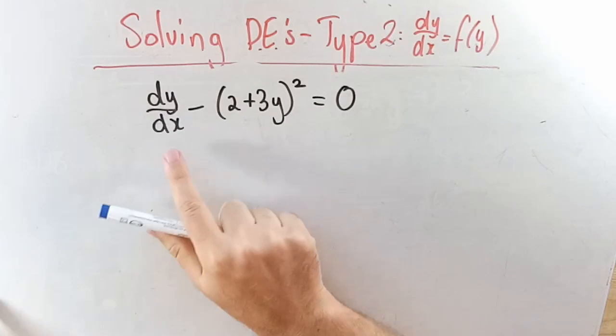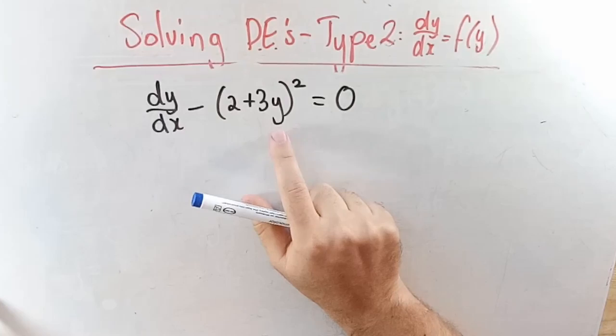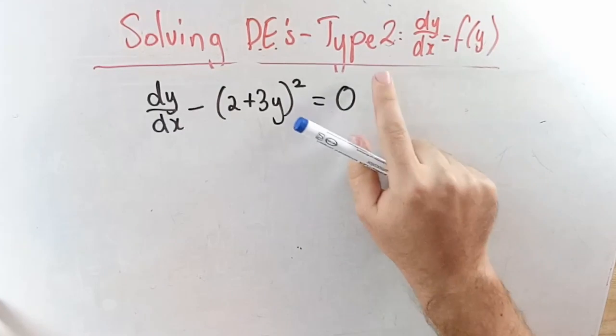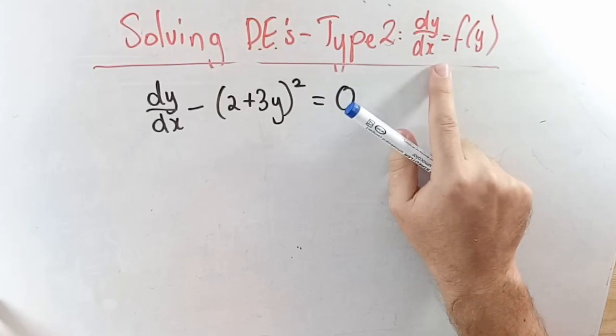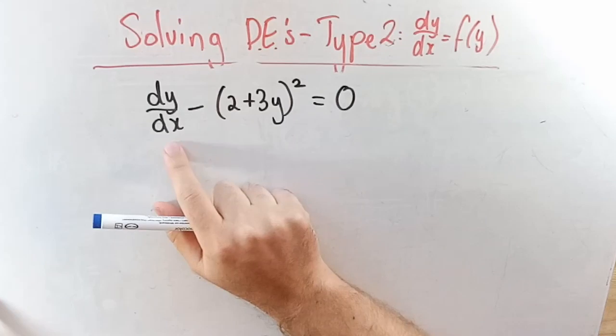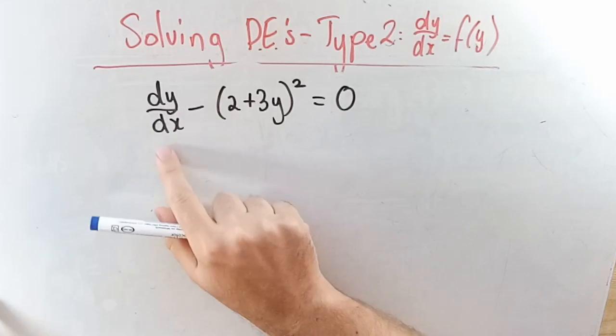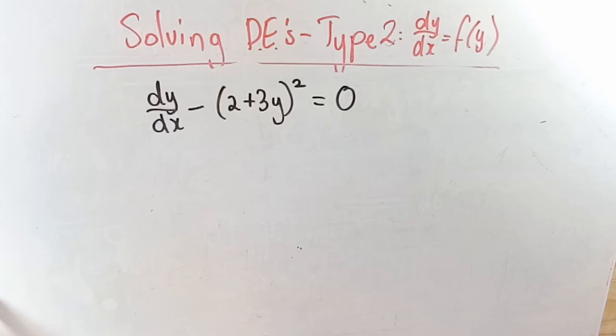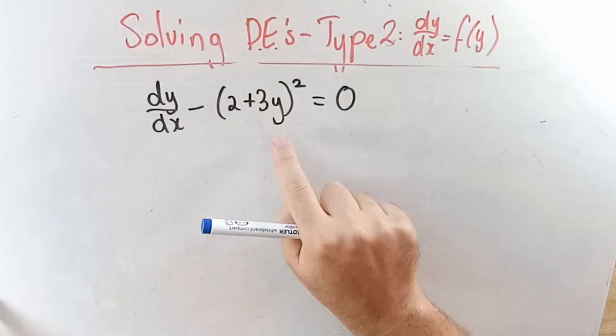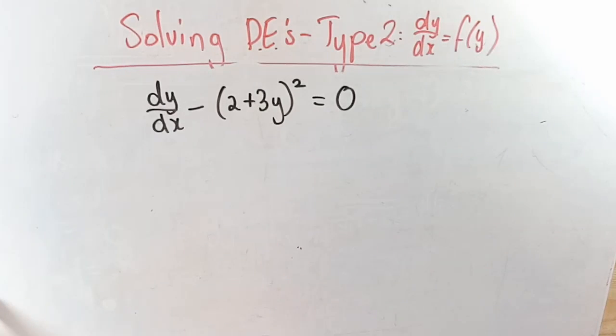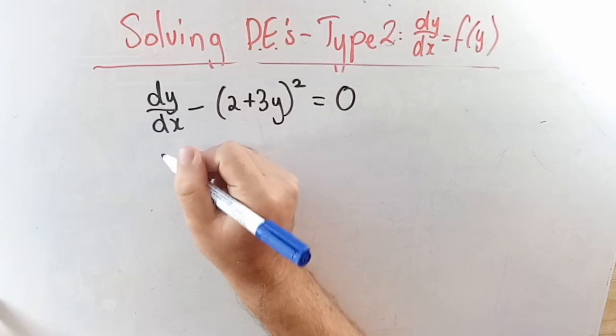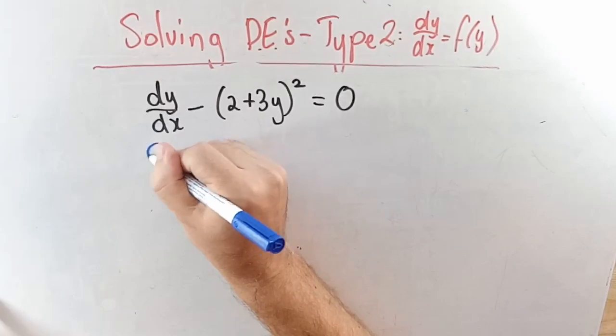Okay, now we've got a differential equation that's in terms of y. So this is our type 2 differential equation. Again, it's still a first order differential equation because it's only got the first derivative of y, but now it's in terms of y. So now we're trying to solve again for y. So our technique is slightly changed, but not by a lot. Okay, so now, we'll rearrange it.